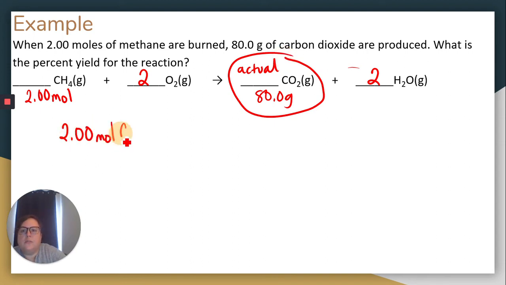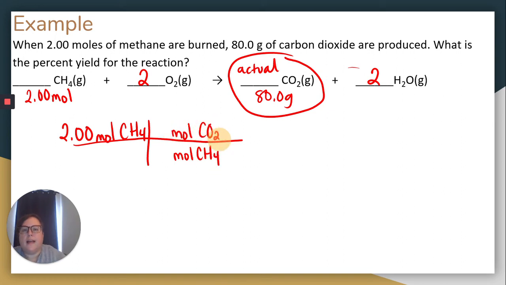So we have 2 moles of CH4. Luckily they gave us moles, so we don't have to convert. So we're going to jump right to that mole ratio. So we bring moles of CH4 to the bottom. We want our information to be about carbon dioxide because that's the product that was given to us. That's our actual yield. So then we use our coefficients, 1 and 1.